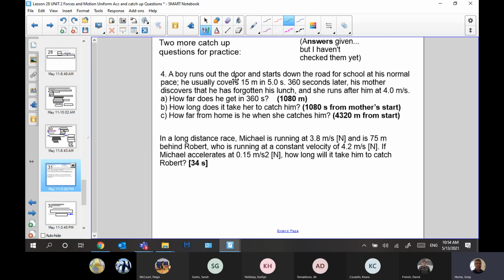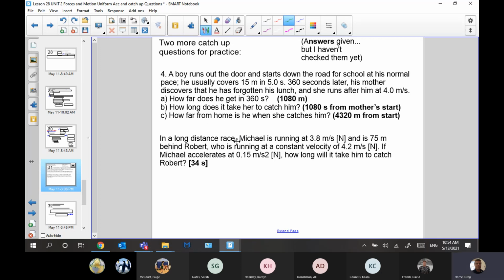Okay, so we have a boy running out the door, starts down the road for school at his normal pace. He usually covers this displacement in that amount of time. So the implication here is that it's constant velocity. 360 seconds later, his mother discovers that he has forgotten his lunch. So she runs after him at 4 meters per second. How far does he get in the 360 seconds? How far until she catches up? So this question is actually a little bit easier, although different. Sometimes that makes it harder. But this question is all uniform motion, not uniform acceleration. It's constant velocities. I didn't check these answers yet, but all the other answers from where I got this were correct, so I suspect these are right.